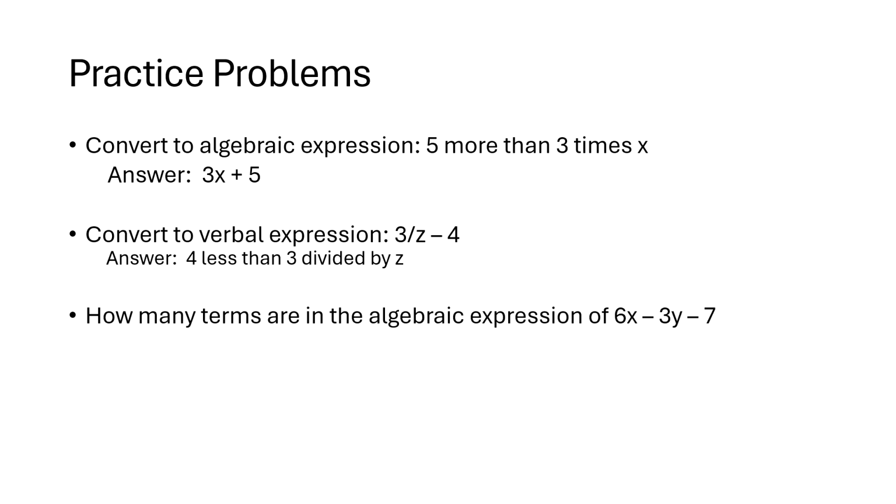How many terms are in the algebraic expression 6x minus 3y minus 7? The answer is 3, because the terms are 6x, minus 3y, and then minus 7.